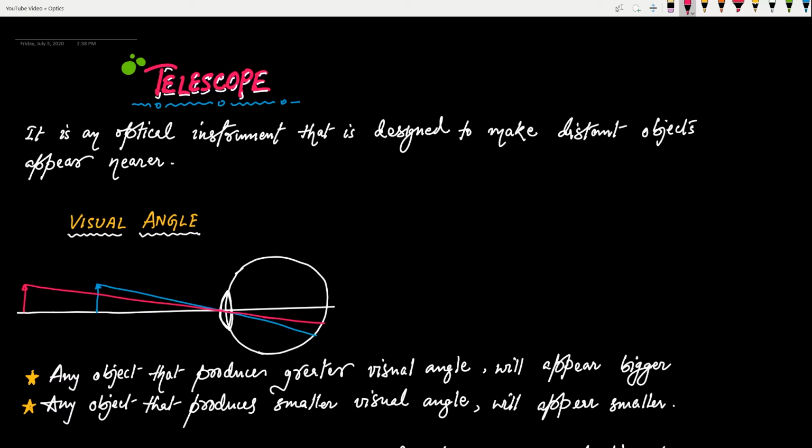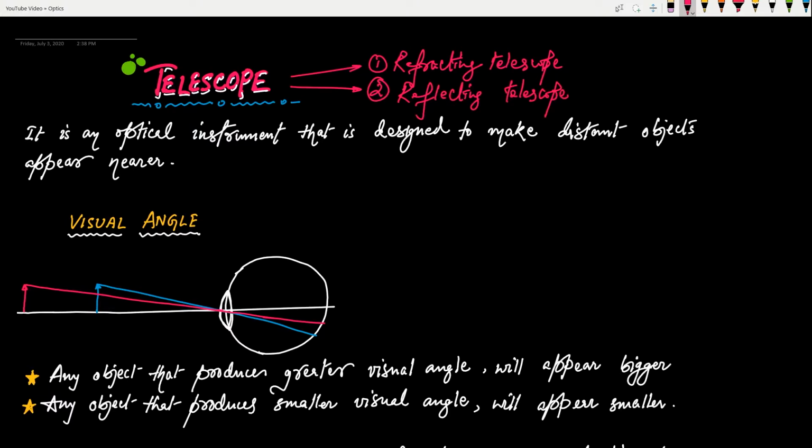Okay, so let's start our study on the concept of telescope. There are two kinds of telescope we'll be learning here. Number one is a refracting telescope. Okay, and this is the most important one because mainly questions will be asked from this part. And number two is a reflecting telescope. So mainly we'll be focusing on this part, that is refracting telescope. But before that, let's understand what is telescope, the definition of telescope.